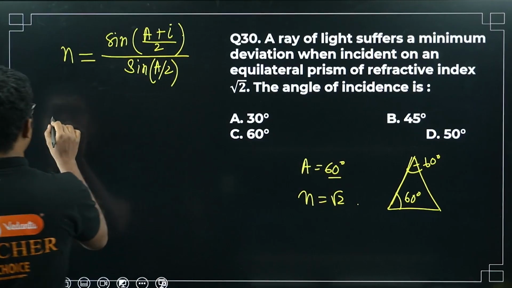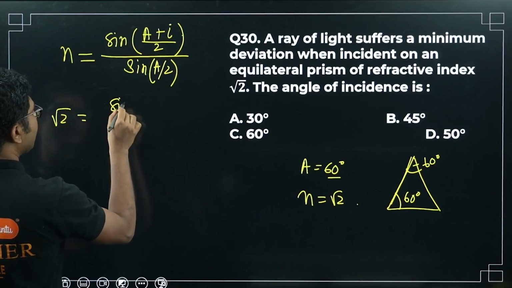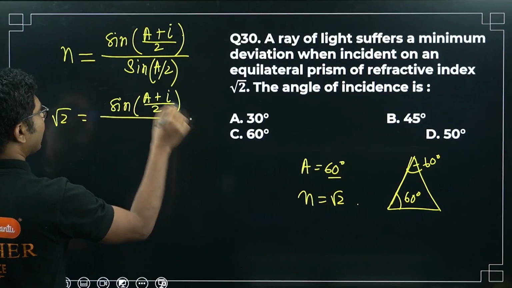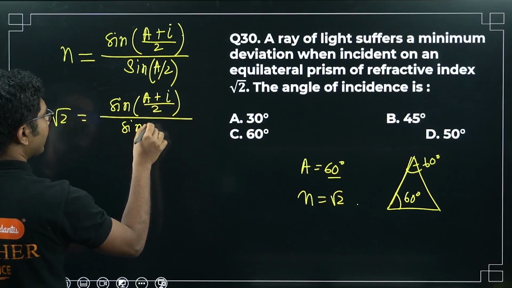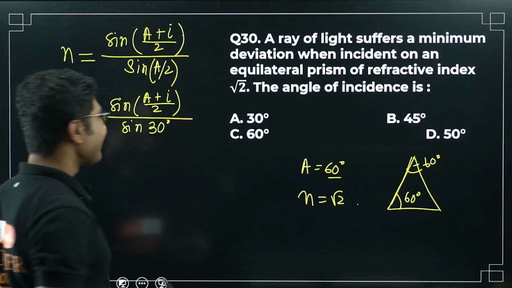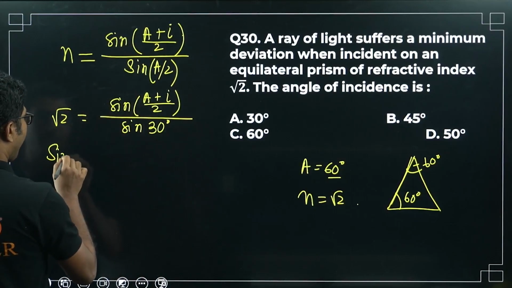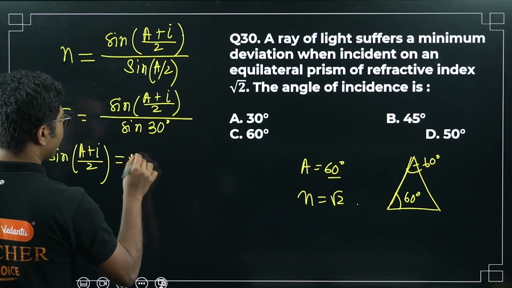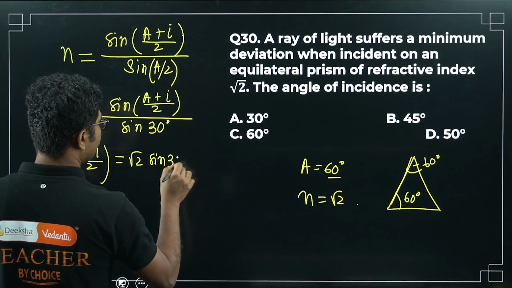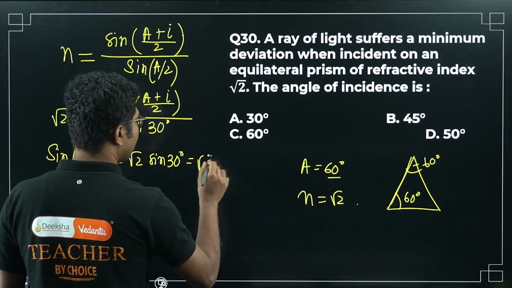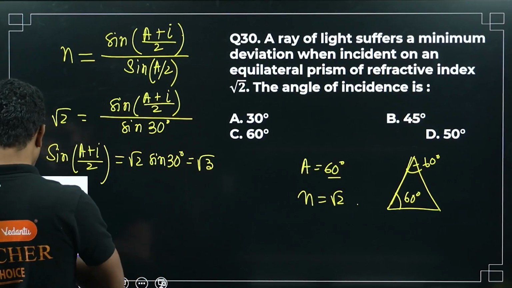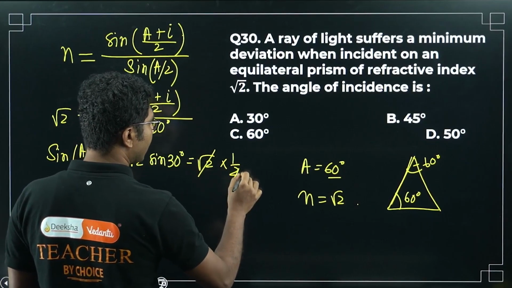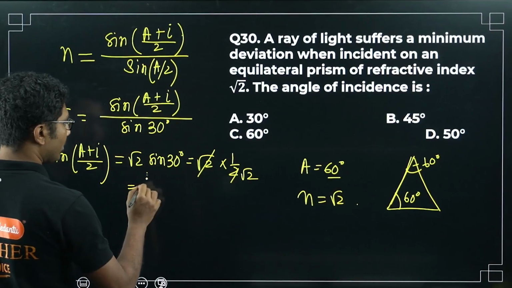Okay, so √2 equals sine (A plus I) by 2, divided by sine A by 2. Right now I am not putting the value in the first part, but in the bottom only A is there, so I will put it. A by 2 is obviously 30 degrees. So sine of (A plus I) by 2 equals root 2 times sine 30 degrees. What is the value of sine 30 degrees? Sine 30 degrees is half. So it will cancel, and you will get root 2 by 2, which equals 1 by root 2.